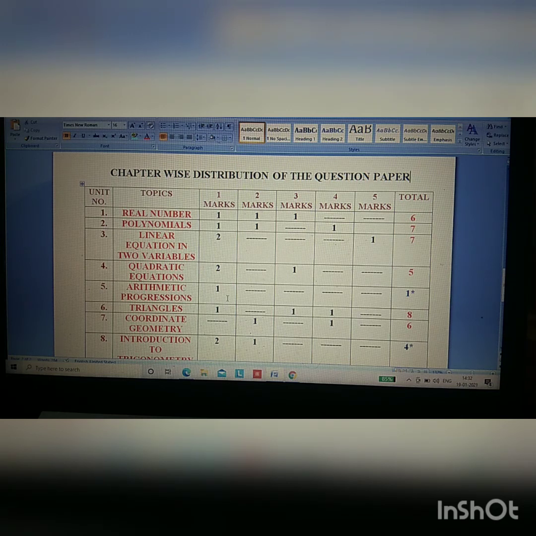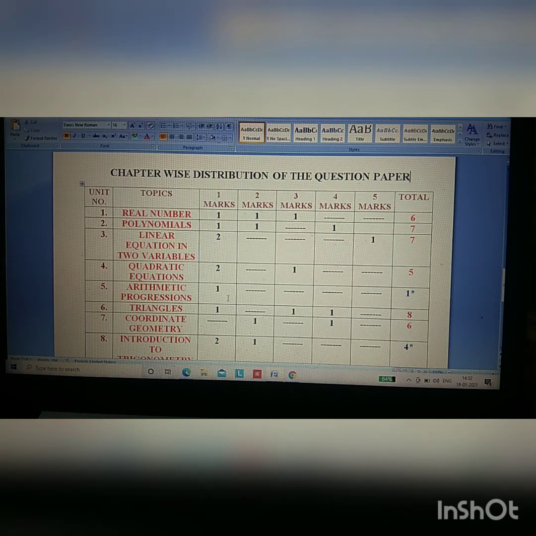So triangles: 1 question of 1 mark, 1 question of 3 marks, and 1 question of 4 marks, and the total weightage of the triangles would be 8 marks. Coordinate geometry: 1 question carrying 2 marks, 1 question carrying 4 marks, and the total weightage would be 6 marks.